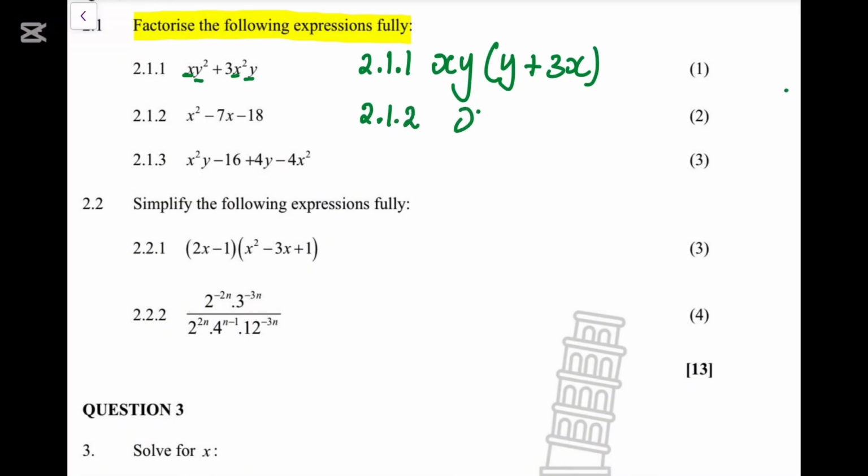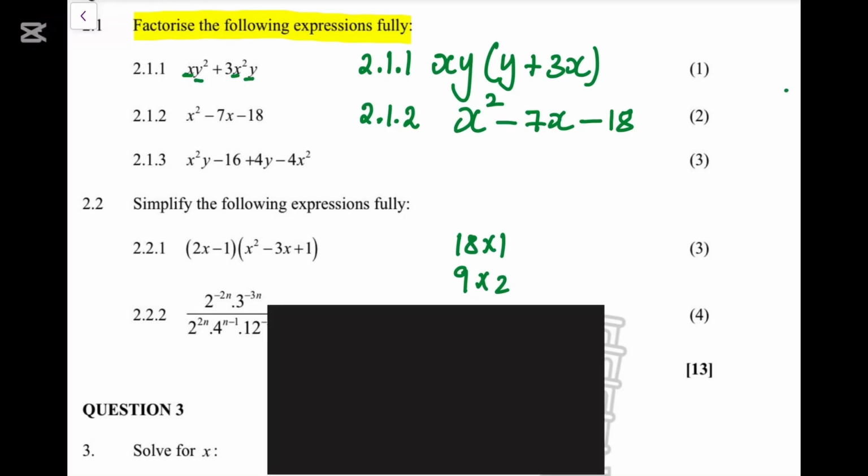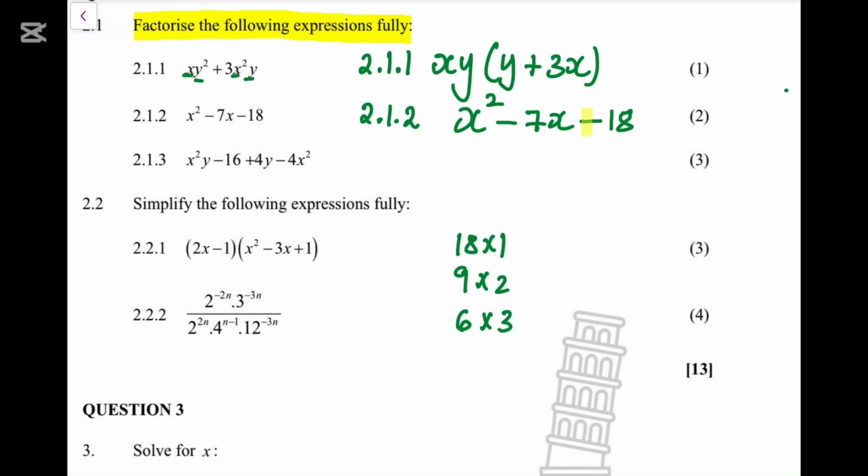So 2.1.2. We have a trinomial, 3 terms, x squared minus 7x minus what? Minus 18. So with this one, we are looking for factors of 18. We write them down. It will be 18 times 1, 9 times 2, and then 6 times 3. So the factors that we are looking for, since 18 is negative, so we need to subtract them. And when we subtract them, they must give us what? They must give us 7.